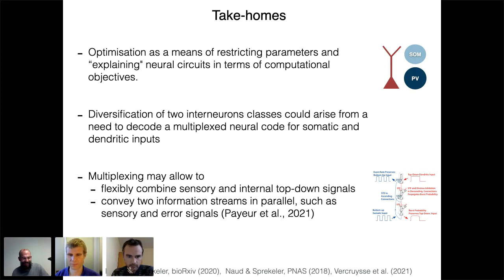That is in PNAS. The idea of diversification into interneurons is more recent. It's still a bioRxiv paper. We hope that it will eventually be out. And the balancing and this doubly asynchronous irregular state is recent work from Philippe Kreuze that is to appear in PLOS Computational Biology.